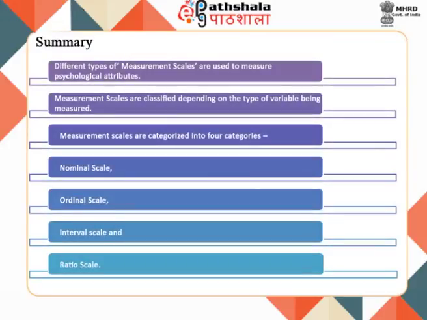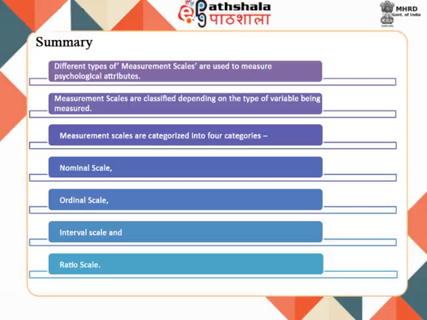Let us now summarize what we have learned in this module. Different types of measurement scales are used to measure psychological attributes. The appropriate statistical procedure applied to a data set depends on the measurement scale used. Measurement scales are classified depending on the type of variable being measured. Measurement scales are categorized into 4 categories: nominal scale, ordinal scale, interval scale, and ratio scale.